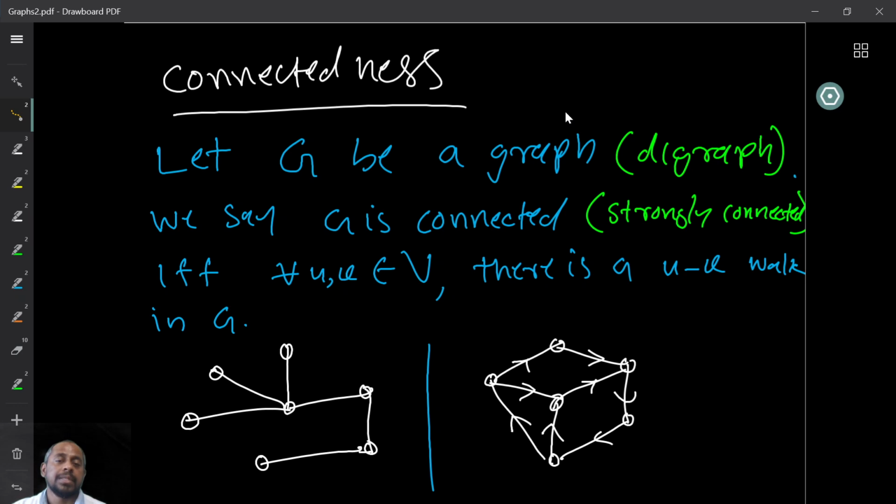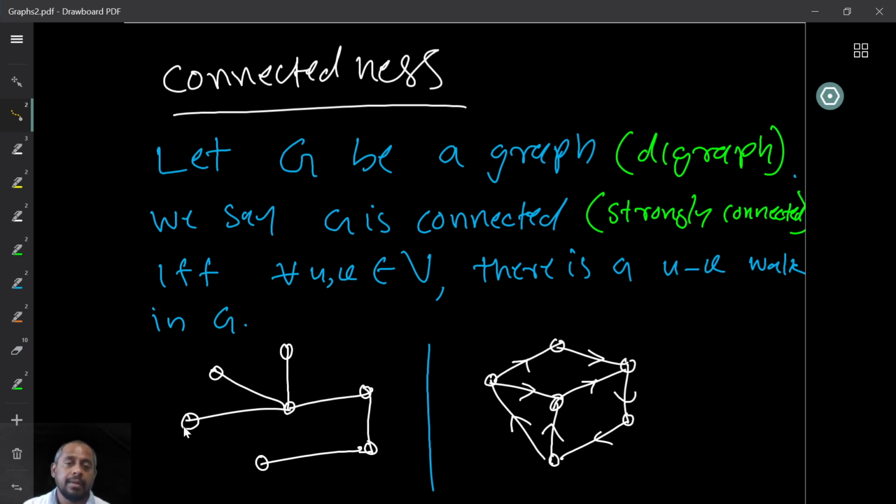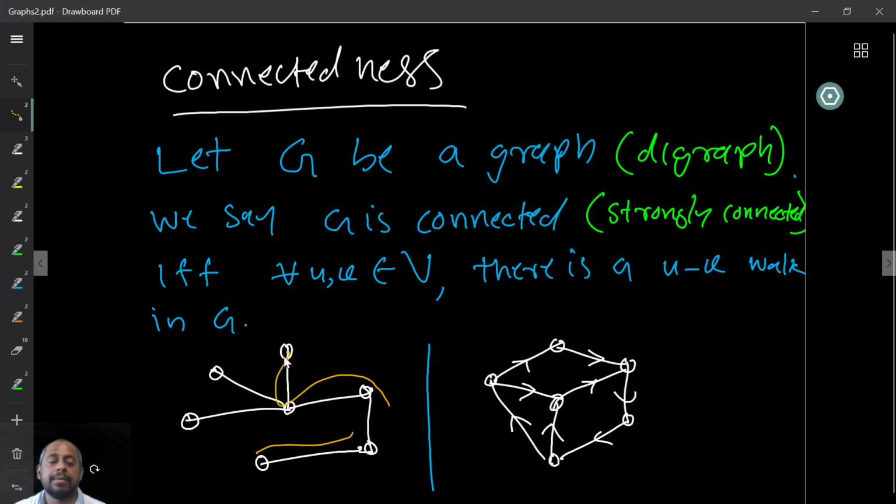So here is an example of a graph which is connected. What is that? This graph, right? Because from any vertex to any other vertex, you can find a walk. So I can start from this vertex, for example, go here and go here. So these two are joined by a walk. Similarly, I can go all the way here and from any vertex to any other vertex like that. So since this is possible, we have a connected graph.